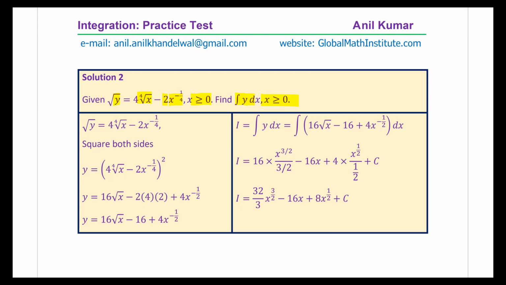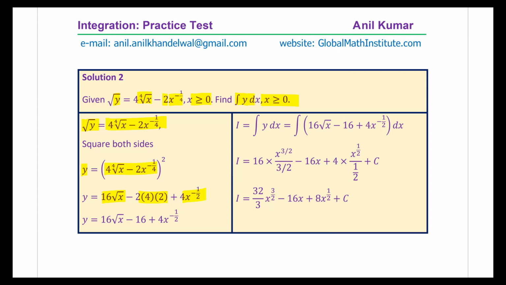Now in this case, we can actually simplify the given equation. Square root of y is equal to a radical function. Let us square both sides. So when you square both sides, we get y equals the square of the right hand side. Now applying the formula, a minus b whole square is a square minus 2ab plus b square, we write this as 16 square root x minus 2 times 4 times 2 plus 4x to the power of minus half.